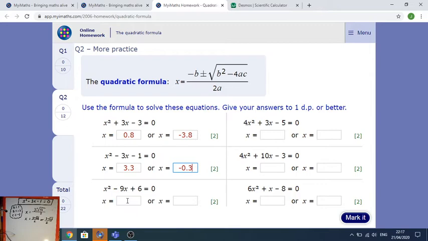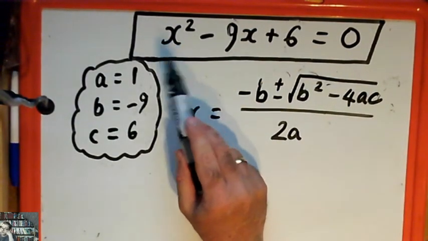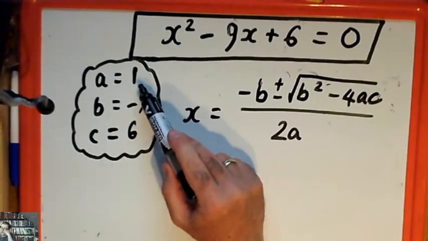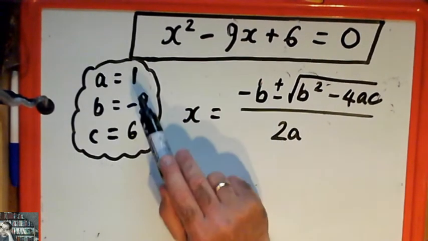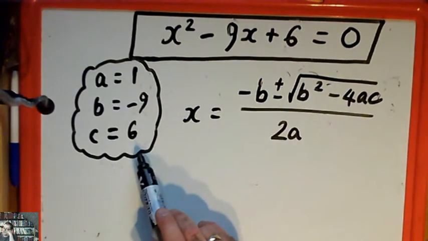x squared minus 9x plus 6 equals 0. So I've written that all out. We've got x squared, or 1x squared, so a equals 1. We've got minus 9x, so b is minus 9. And we've got plus 6 on the end, so c equals 6.